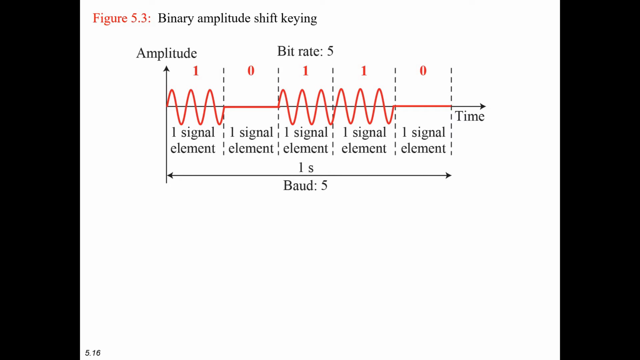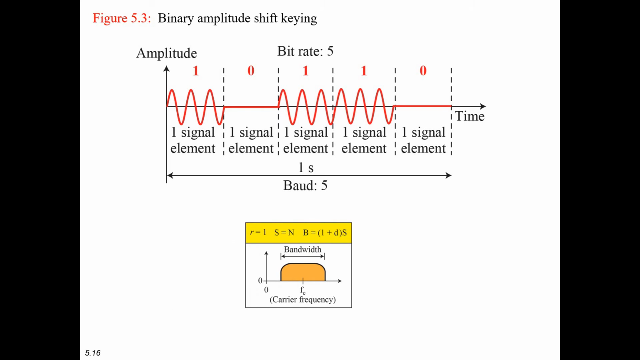Now this is the diagrammatic representation of binary amplitude shift keying. As you can see from this diagram, here one signal element is represented by 1 bit. And in binary amplitude shift keying, this 1 bit is represented by a voltage fluctuation in the amplitude. As you can see from here, it is fluctuating. And 0 is represented in such a way that we have a flat line on the amplitude.